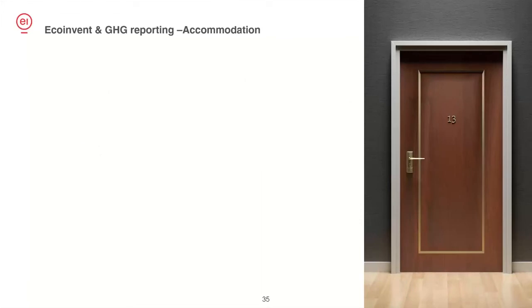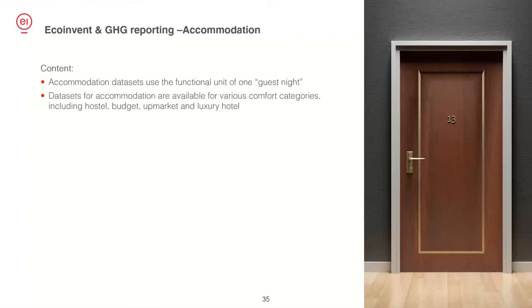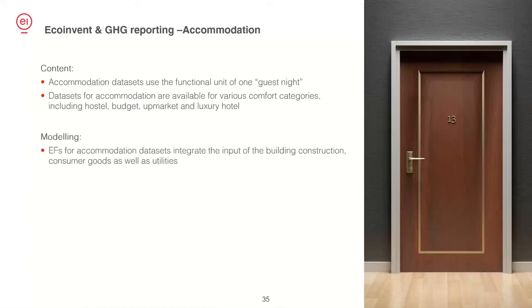The database also provides datasets for accommodation, which can be used as optional information for reporting emissions related to business travel. And here, the unit used in the database is the unit of one guest night. Datasets for accommodation are available for various comfort categories, ranging from hostel to luxury hotels. And the emission factors for accommodation datasets integrate the inputs of the building construction, consumer goods, as well as the utilities used.